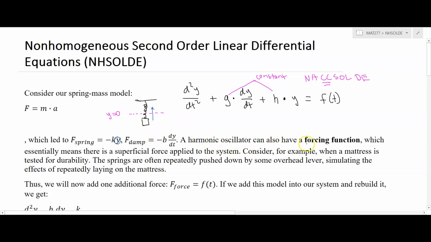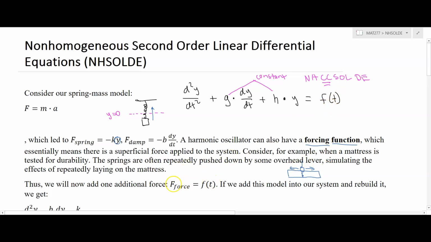A harmonic oscillator can also have this thing called a forcing function, so this f of t over here, which essentially means that there's some superficial force applied to the system. So consider, if you've ever seen mattress testing, they take the mattress, imagine this is the mattress, and they have some sort of overhead roller that rolls back and forth and applies pressure to those springs inside of that mattress. Also, think about the force of gravity. So this could be the force of gravity acting on the mass.